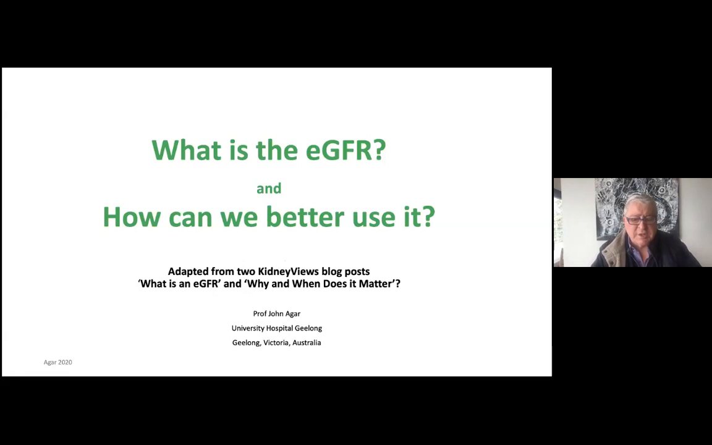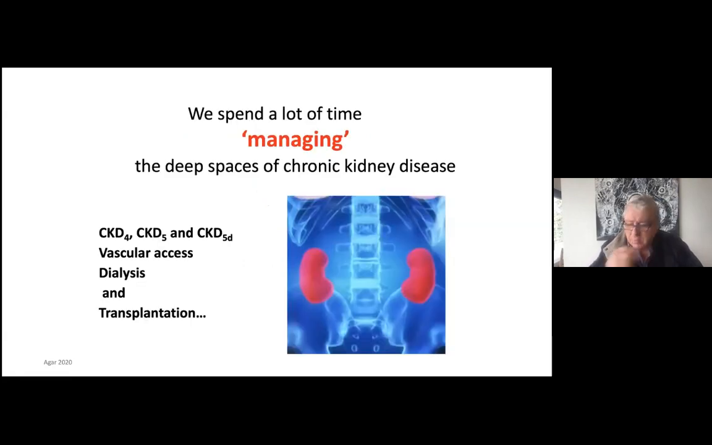We do spend a lot of time managing the deep spaces of chronic kidney disease, the last few stages from 4 to 5D. 5D means stage 5 and on dialysis. You can be in stage 5, of course, without being on dialysis, because stage 5 signifies an eGFR, which we'll talk more about, of 15 or less.